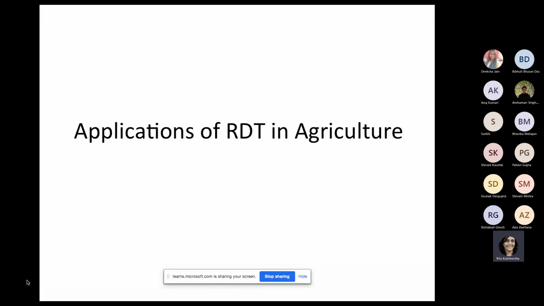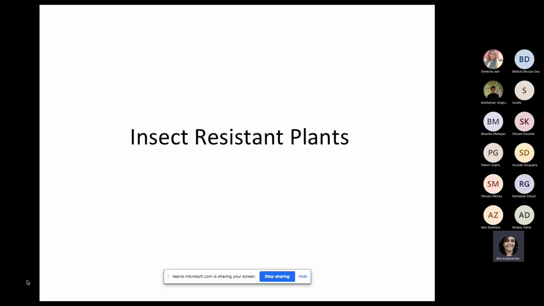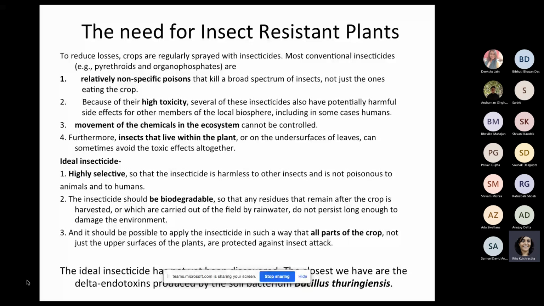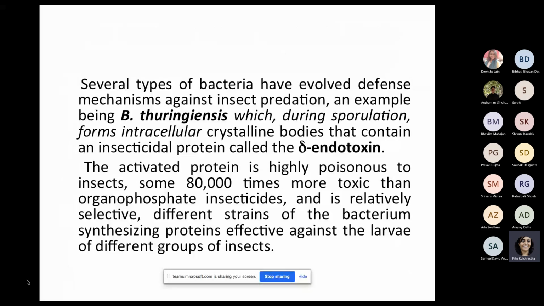So this was our last class where I had told you the various examples of where RDT has been used in the field of agriculture. So I had told you about the development of Bt containing crops which are insect resistant and the technique used.